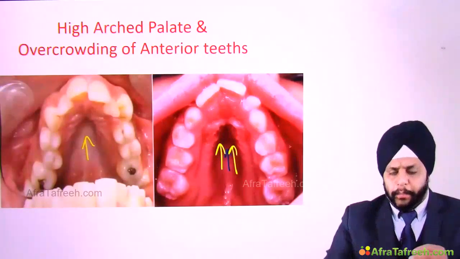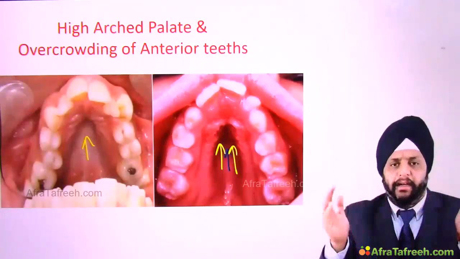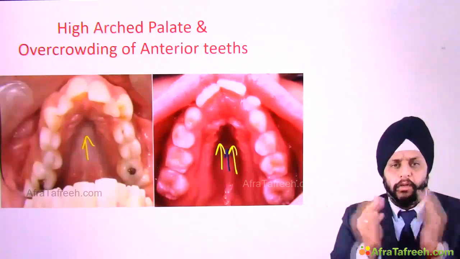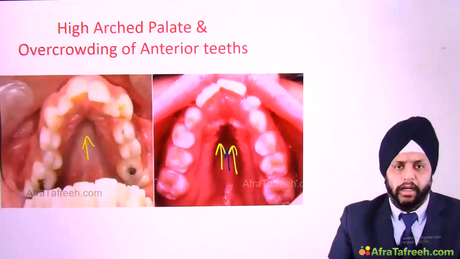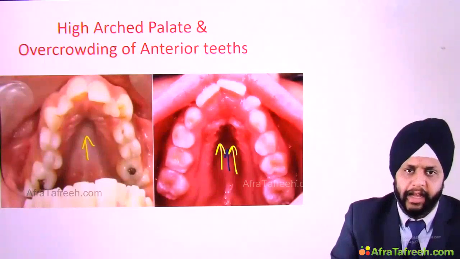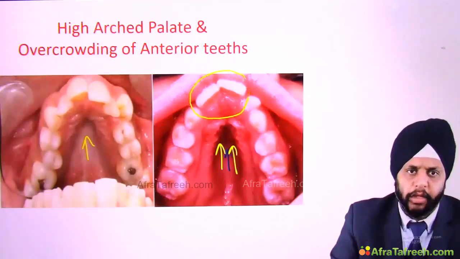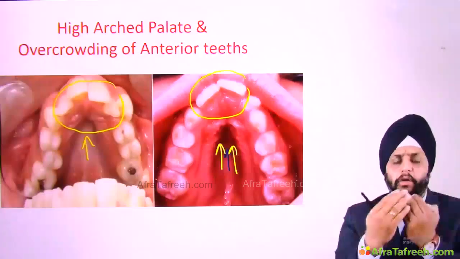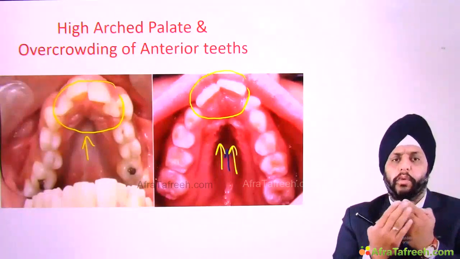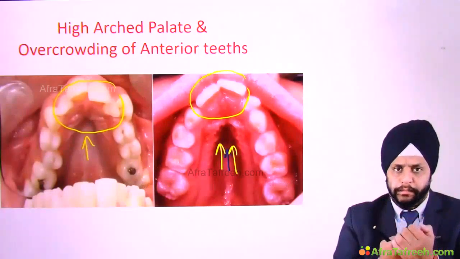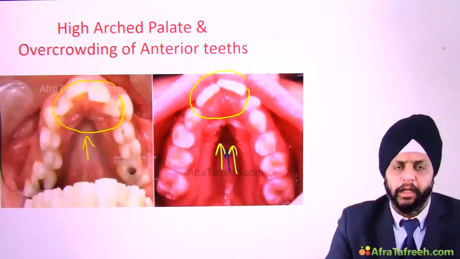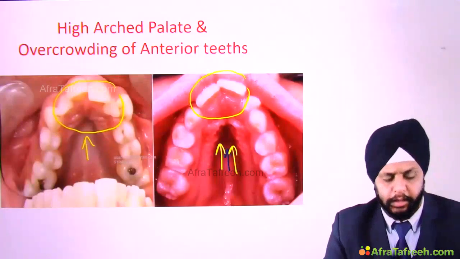Now the palate is not growing laterally. It has become high arched, so it is not growing laterally. Because of this, these anterior teeth, you can see over here, don't have any place to grow. So they start overlapping each other. This is known as overcrowding of anterior teeth. So when we examine, we'll find that this child has a high arch palate and overcrowding of anterior teeth.